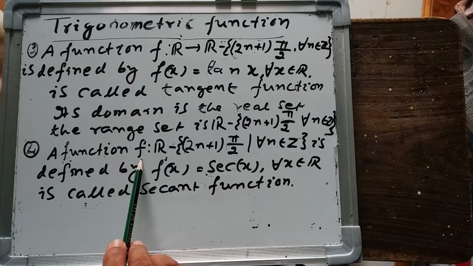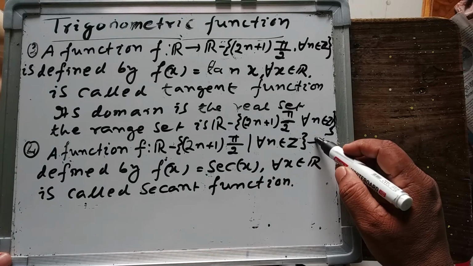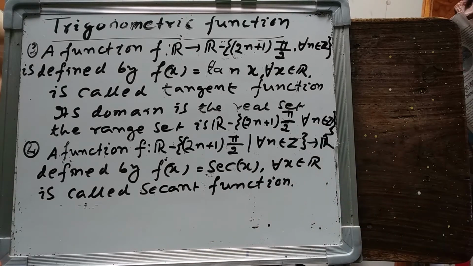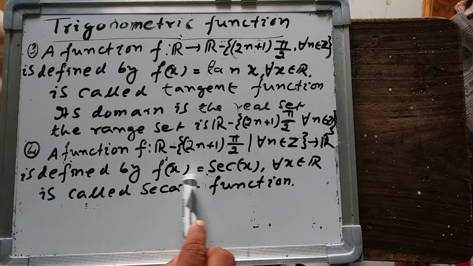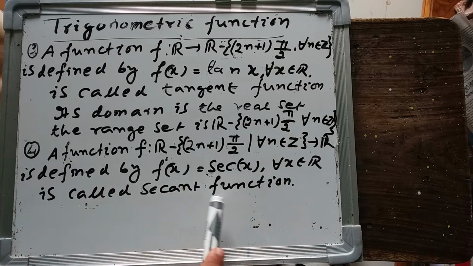A function f from the real set minus the collection of odd multiples of pi by 2 to the real set, defined by f of x equals sec x, is called the secant function.